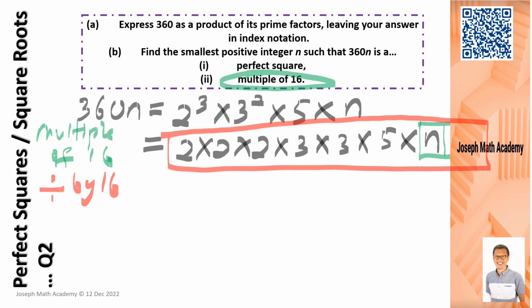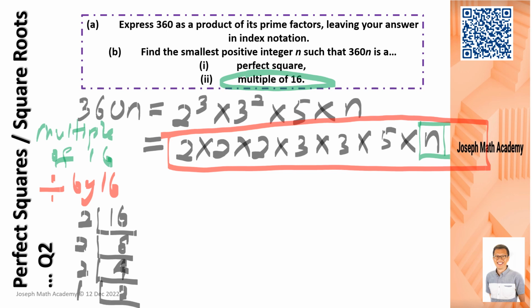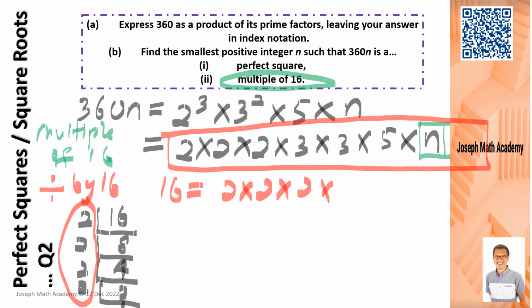So to do this properly, we have to know the factors of 16. The factors of 16 can be found using repeated division. I'm going to do this very fast because it is easily done. We arrive at 1 here. So 2 appears 4 times, which means 16 is 2 to the power of 4.